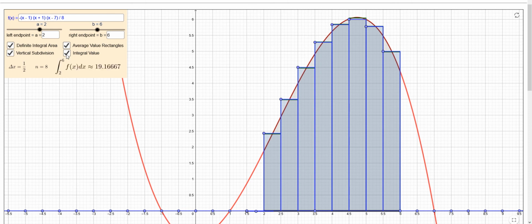The actual value of the integral is 19.16 repeating. How close did you get to that? Were you able to get it to be 19, rounded off to a whole number? Were you able to get it to be 19.2 or maybe 19.1 or 19.3? Could you get that close?